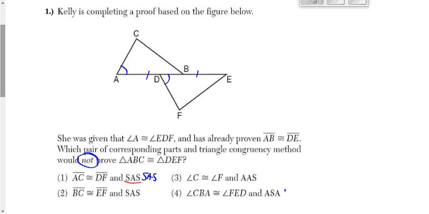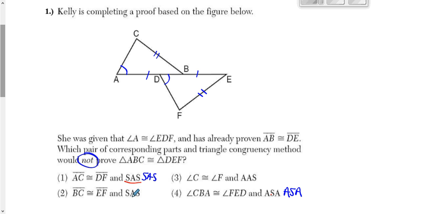What else do you think? See how I'm checking them and then erasing and checking them? I know it's 2. She knows this too. BC congruent to EF. Will that get them congruent by side angle side? It will. Side and included angle.